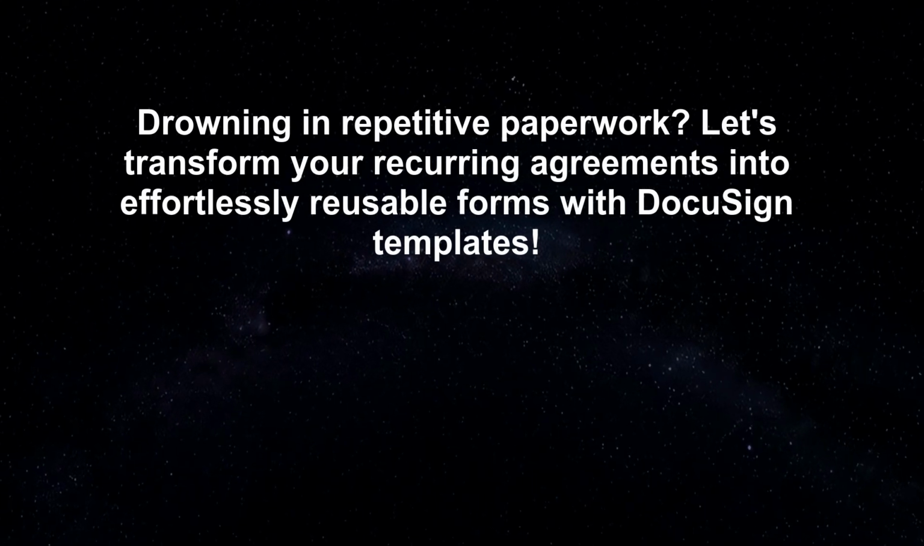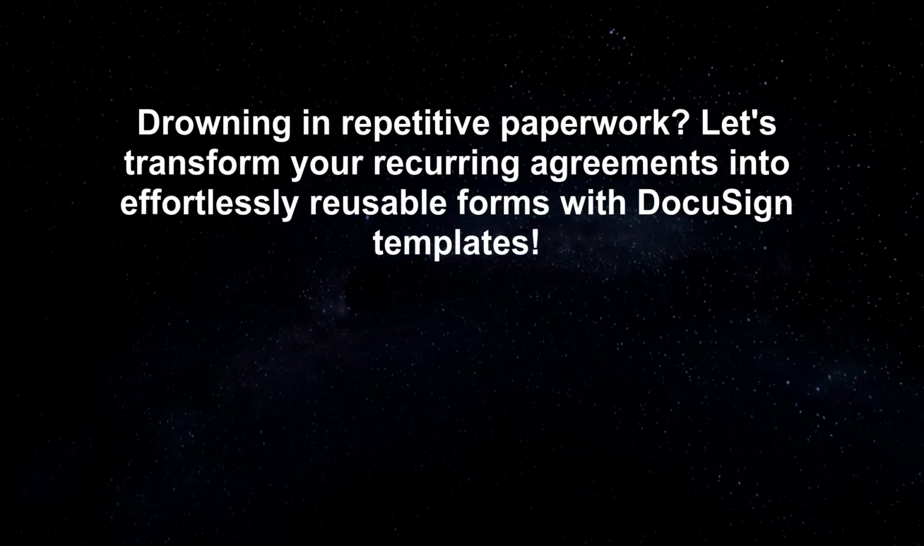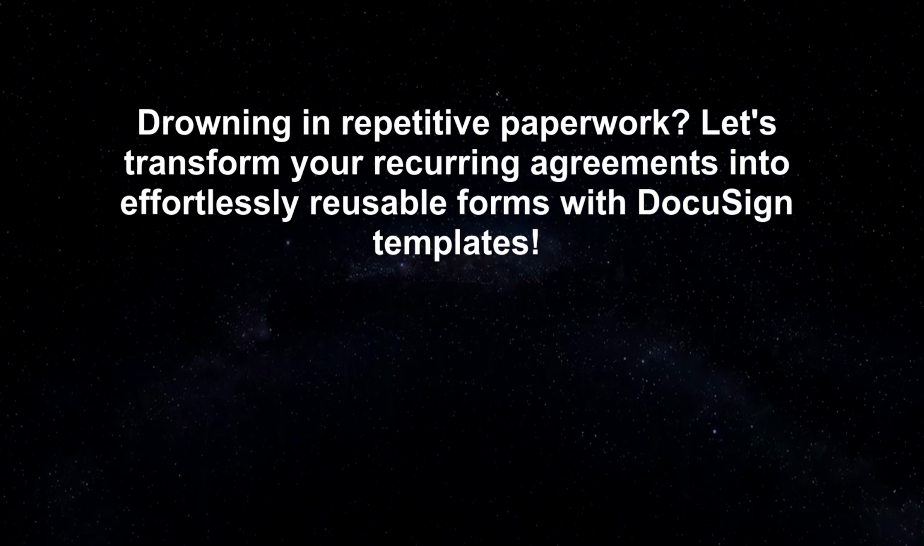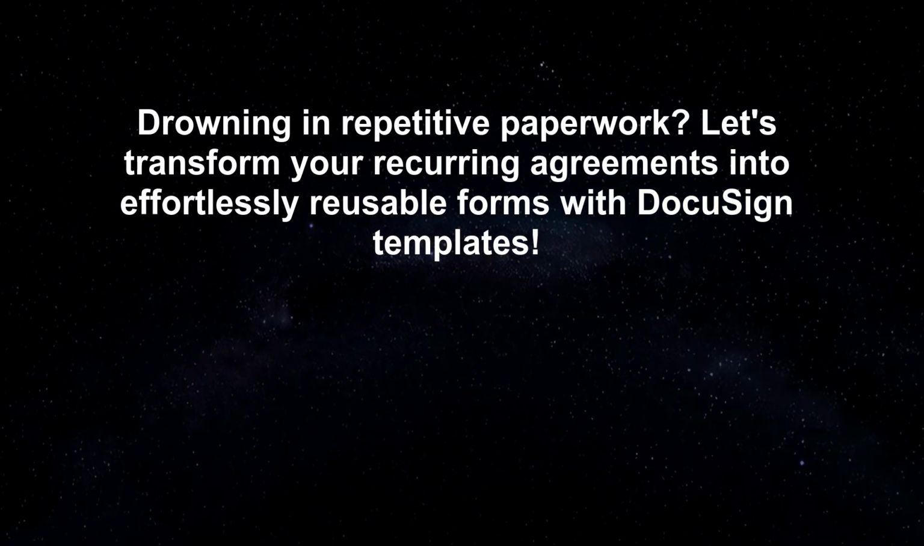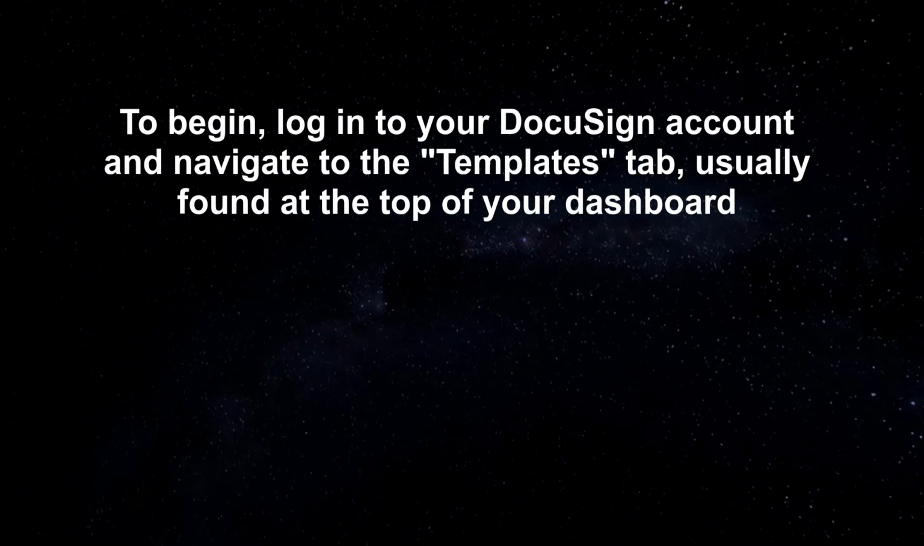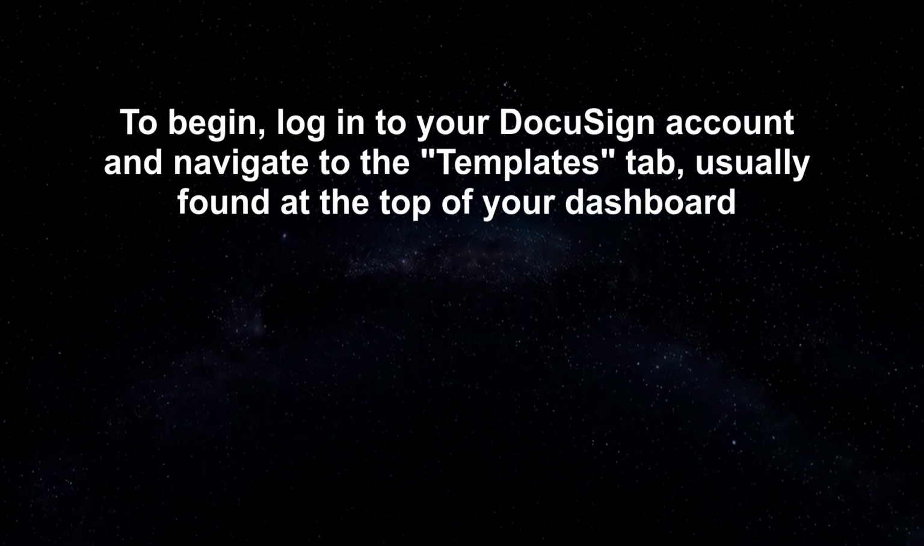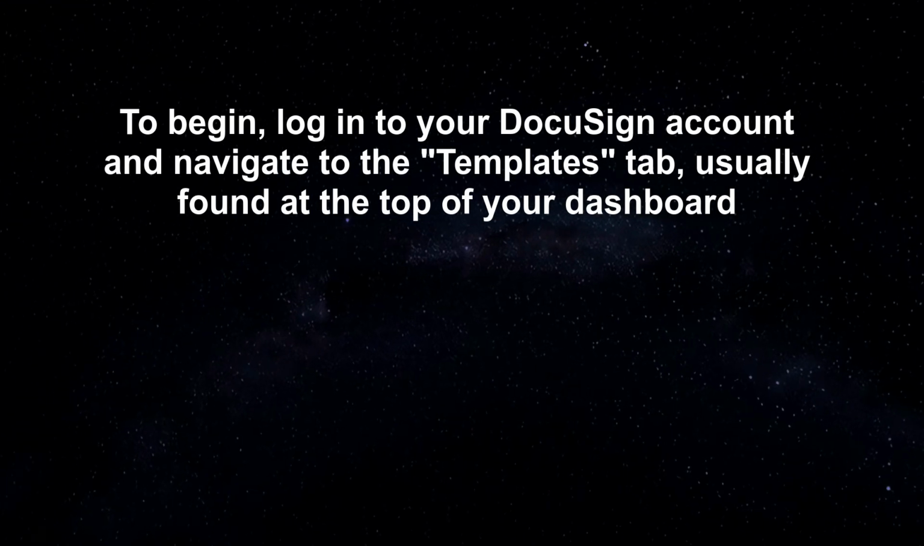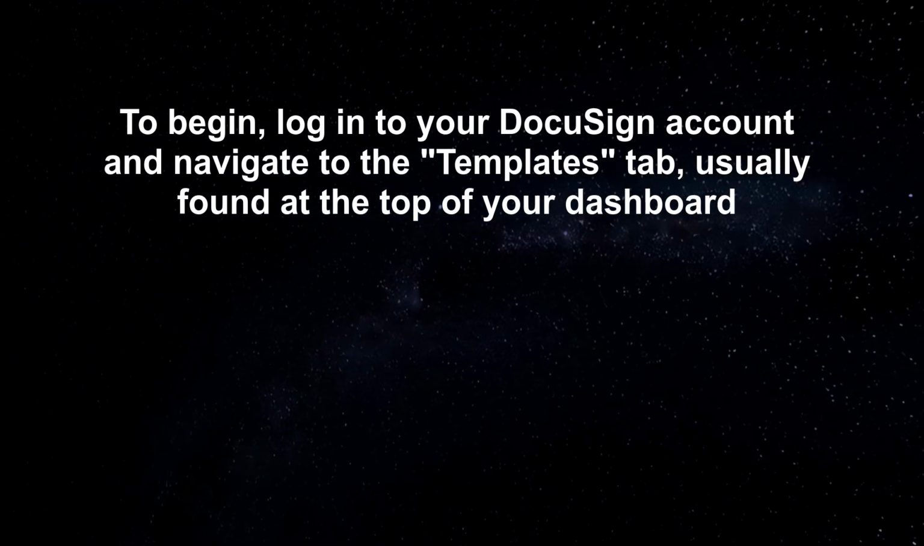Drowning in repetitive paperwork? Let's transform your recurring agreements into effortlessly reusable forms with DocuSign templates. To begin, log into your DocuSign account and navigate to the Templates tab, usually found at the top of your dashboard. Click on the prominently displayed Create a Template button. This is where the magic of reusability starts.